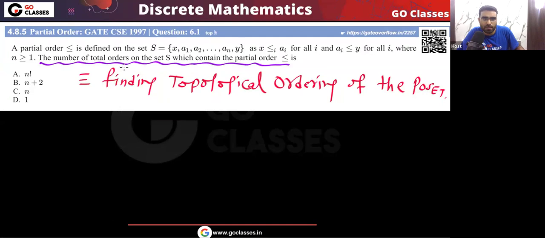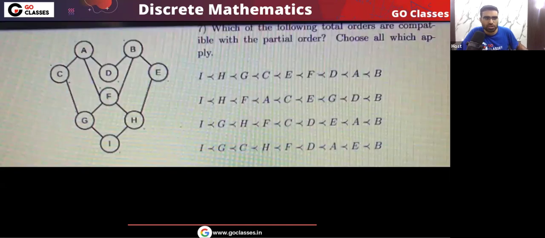But if you ask them what this line means, total order containing partial order, what the word contain means, they will not be able to tell you. So in this lecture, we have seen the complete analysis with proof, with proper, crystal clear understanding of all these concepts. I hope you loved this session. Now let's solve this question quickly.